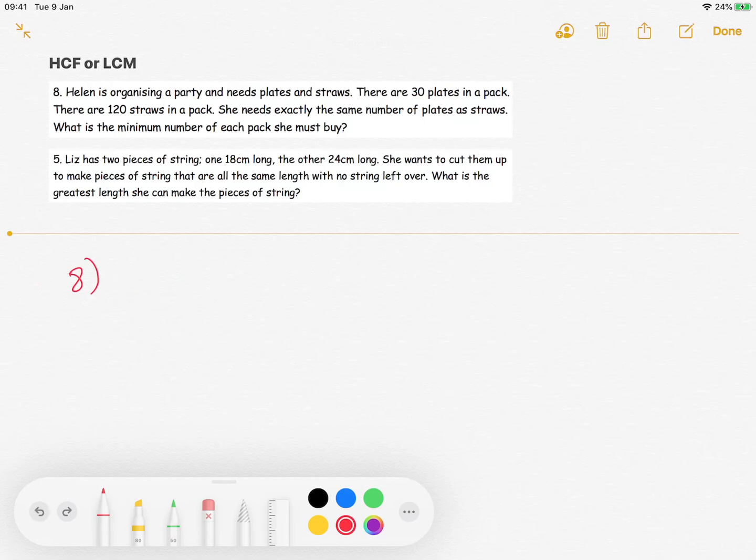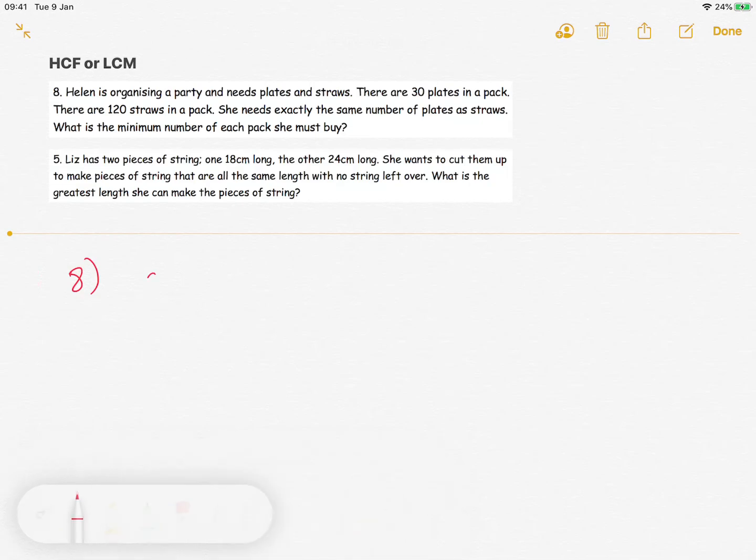So hopefully you've said now what you think it is. So Helen has organised a party and needs plates and straws. There are 30 plates in a pack and 120 straws in a pack. She needs exactly the same number of plates as straws. What is the minimum number of each pack she must buy? A lot of things to do with buying things in packs is to do with multiples, because say you have a pack of 30 of something, then 2 packs is going to give you 60, and 3 packs, and so on and so on.